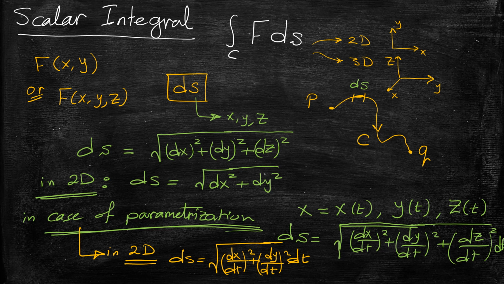This, again, will be a line integral. It means it's an integral over one variable at the end. So this is what we call the scalar line integral. So let's see an example.